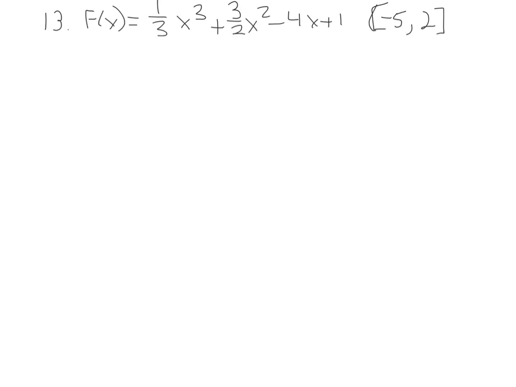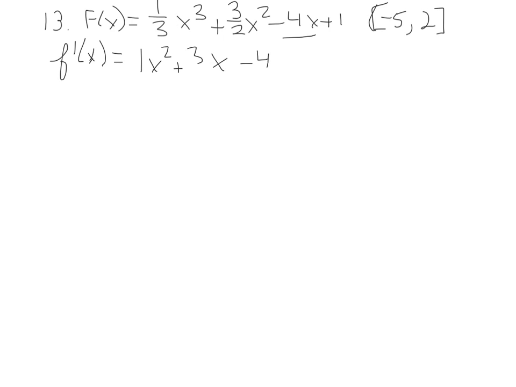So we're going to start by finding the derivative, the first derivative of this function. And so using the power rule, the 3 comes in front times the 1/3, so we'll have 1x squared. The 2 multiplies by the 3 halves, and that gives us 3x. And then for the minus 4x, we end up with minus 4 for our derivative, okay?